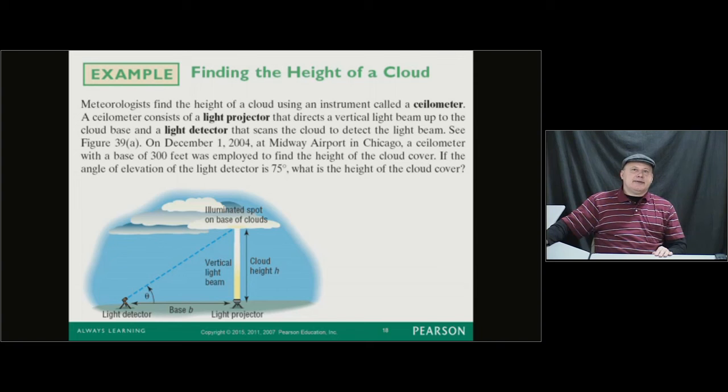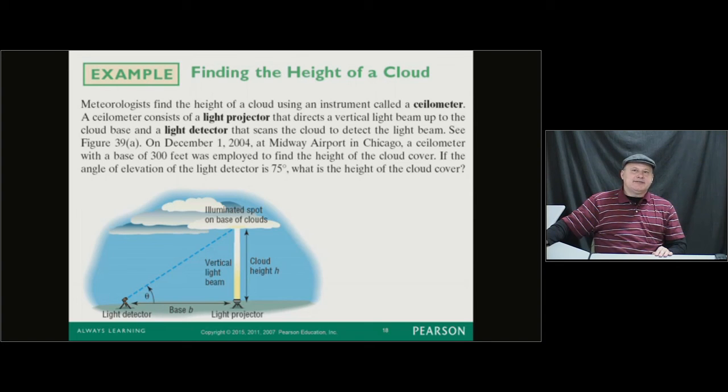See the picture, okay? So on December the 1st, 2004, at Midway Airport in Chicago, a ceilometer with a base of 300 feet was employed to find the height of the cloud cover. If the angle of elevation of the light detector is 75 degrees, that's your theta, what is the height of the cloud cover?